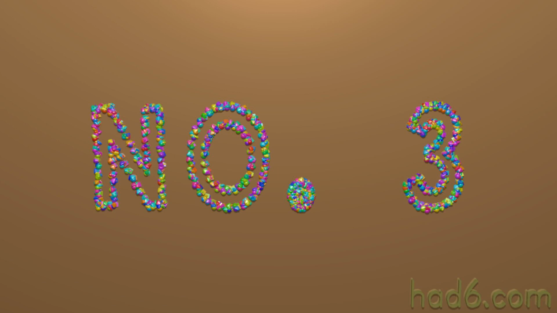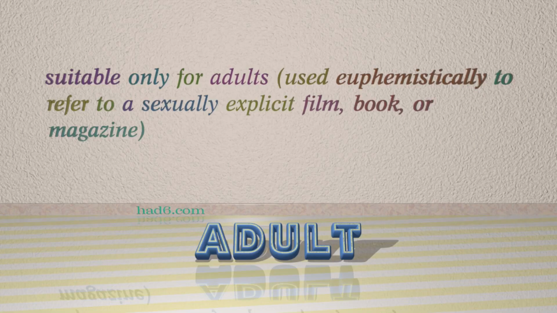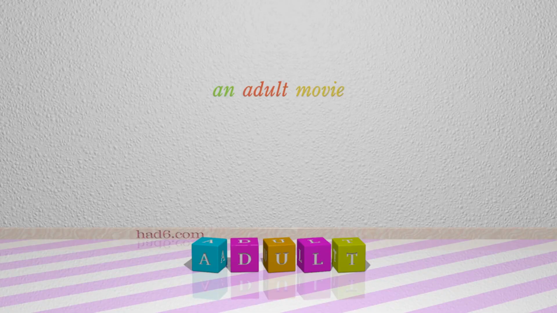Number 3. Adult. Which means suitable only for adults, used euphemistically to refer to a sexually explicit film, book, or magazine. Adult. For example, an adult movie.